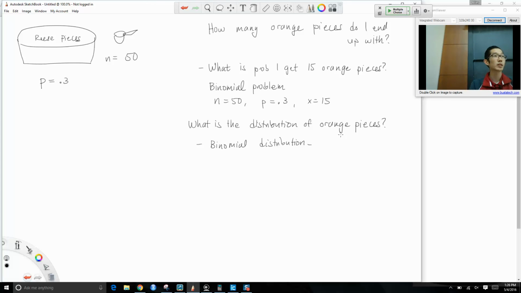All right. Do we remember what the mean and standard deviation would be? Binomial distribution where the mean is equal to, what is it, n times p, right? 50 times 0.3, where the mean number of orange pieces is 15, and the standard deviation would be the square root of n times p times 1 minus p.